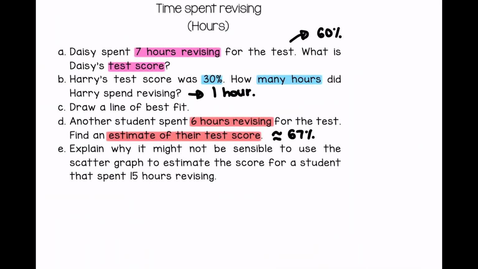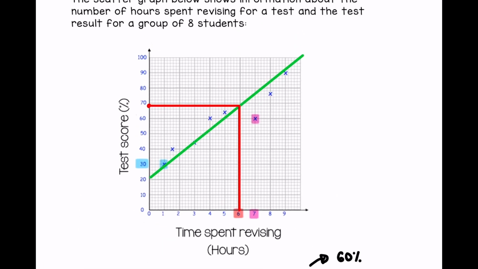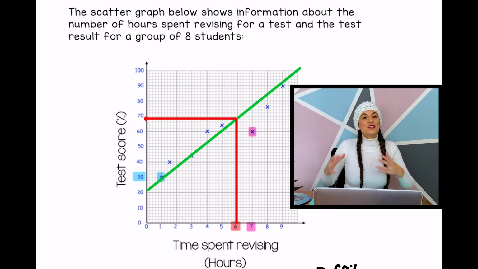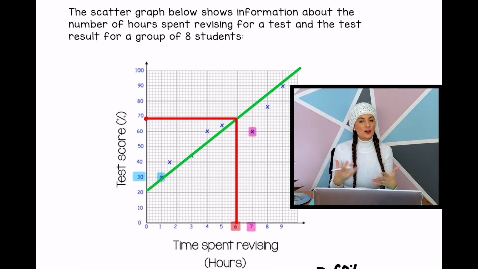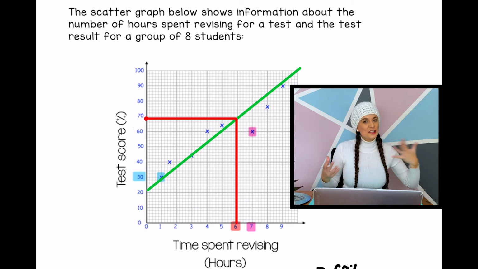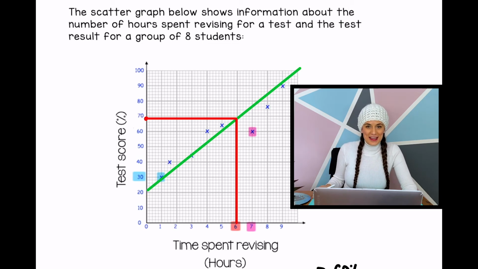Explain why it might not be sensible to use the scatter graph to estimate the score for a student that spent 15 hours revising. So if we look back at our scatter plot, you can see that this scatter graph only shows us up to 9 hours, and 15 hours is a lot more than 9 hours. So that's why it wouldn't really be a reliable estimate.